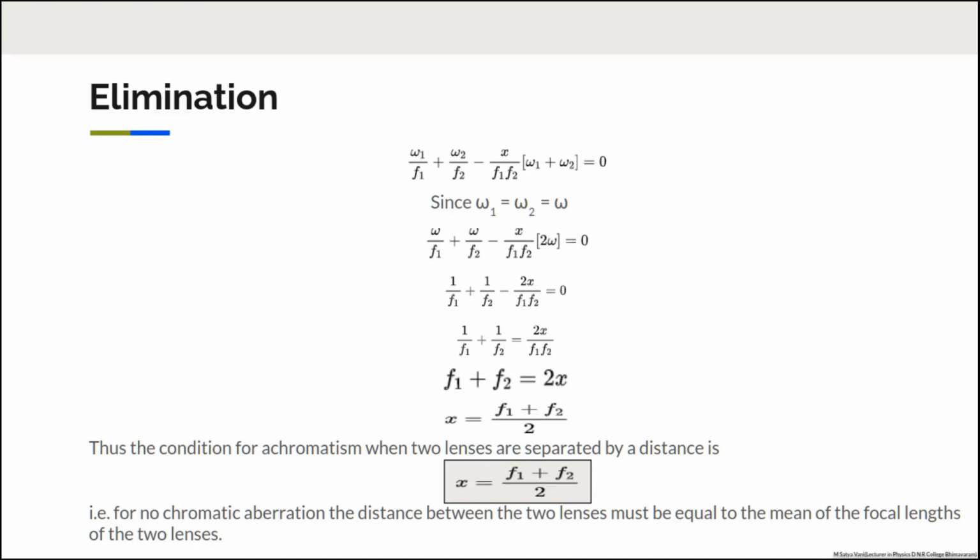That is about chromatic aberration and elimination. First, we conclude that chromatic aberration is mainly due to dispersion of white light. Then for a white object, the image formed by a lens is colored and blurred. That defect is known as chromatic aberration. For elimination, we can use two methods. One is an achromatic doublet and the second one is two lenses separated by a distance. In the first case, the condition for achromatism is omega 1 by omega 2 is equal to minus f1 by f2, and in the second case, the condition for achromatism is that the distance between the two lenses x is equal to the average of the focal lengths of the two lenses. That is about chromatic aberration.